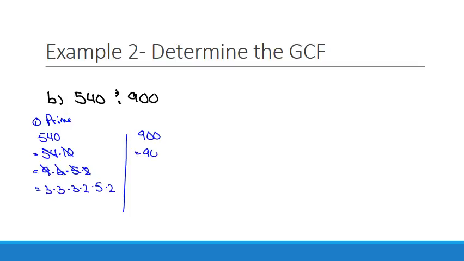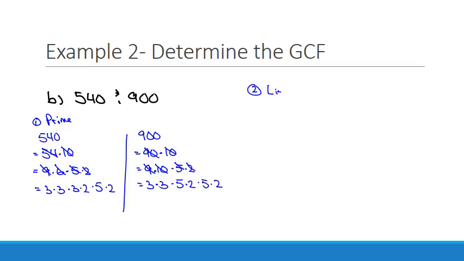900, 90 times 10, and then 90 becomes 9 times 10. 10 becomes 5 times 2. Keep going. Okay, 9 becomes 3 times 3. 10 becomes 5 times 2. Oops, I mean just 5 times 2 one more time. Okay, I'm just going to scan that. 3, 3, 5, 2, 5, 2. All those are prime, so I'm done that part.